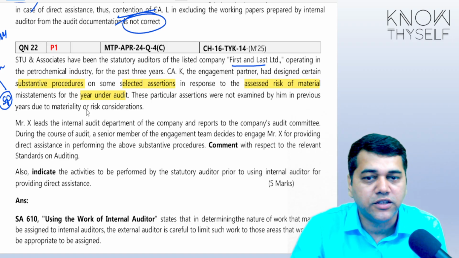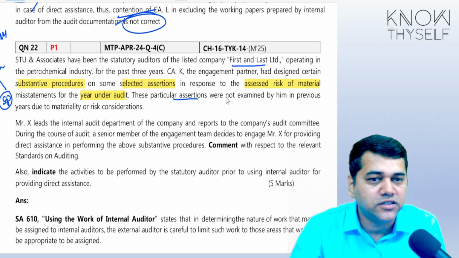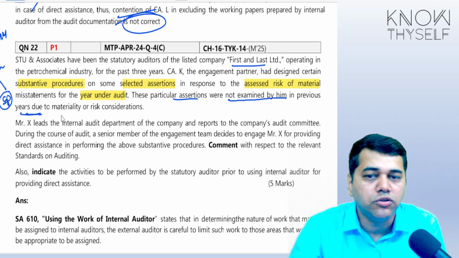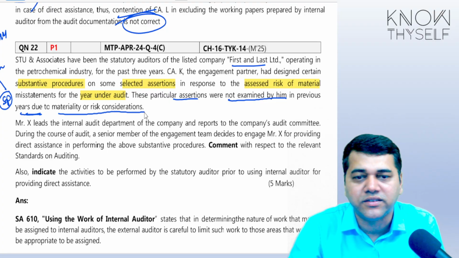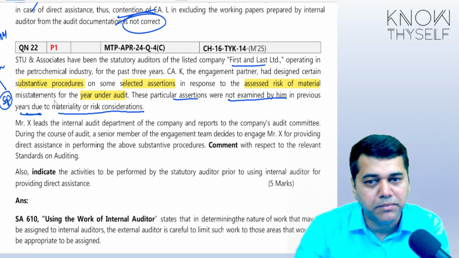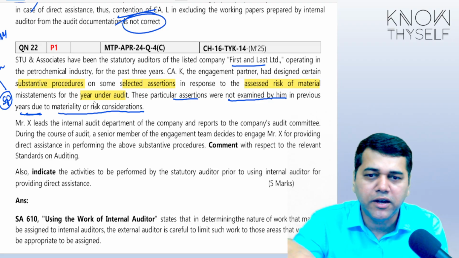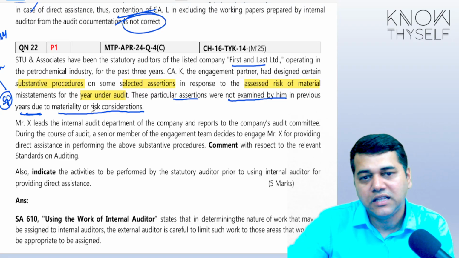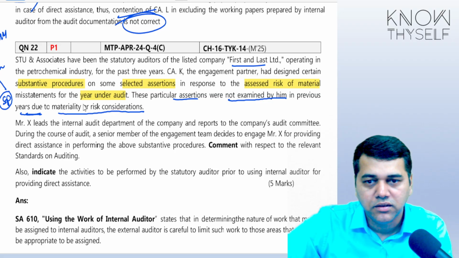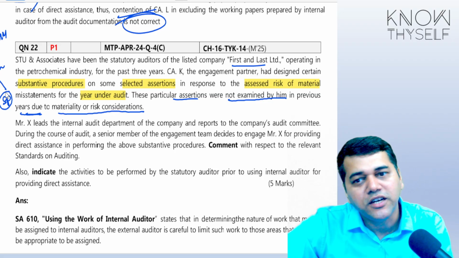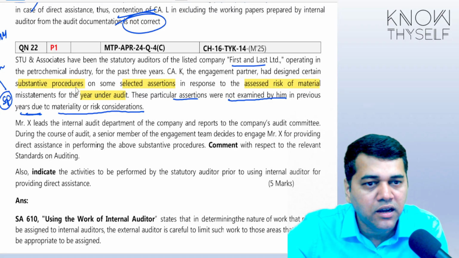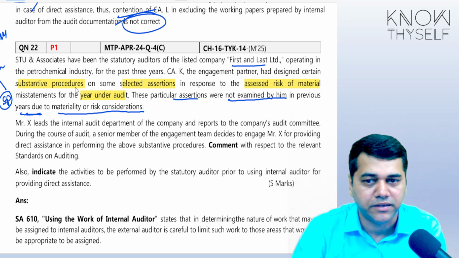Like in respect to the existence risk, these particular assertions were not examined by him in the previous year due to lack of materiality or risk consideration. That means last year, this particular assertion either may not have been material or may not have been risky. That's why last year you didn't see it, so you don't know much about that particular area. That's why he decided to do substantive test for this item this year. But it has become a risky area, or it must have become a material item.